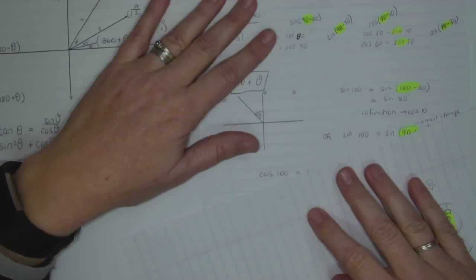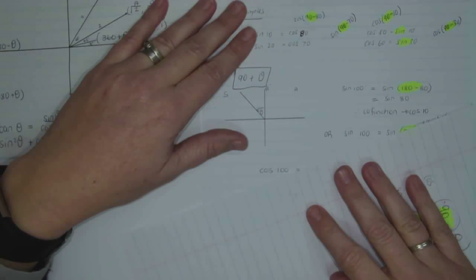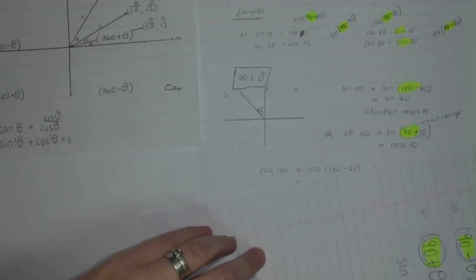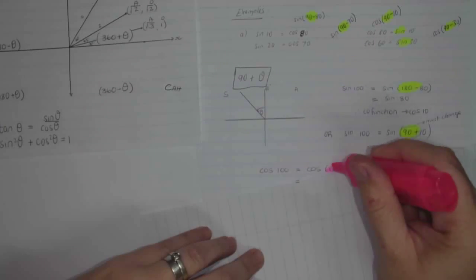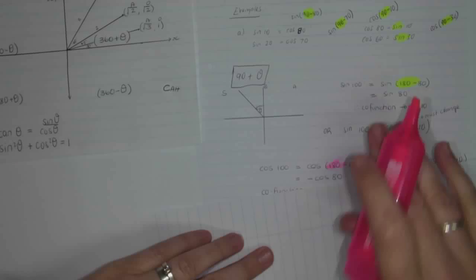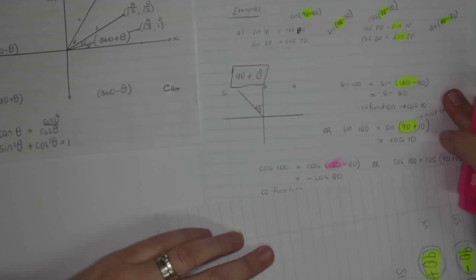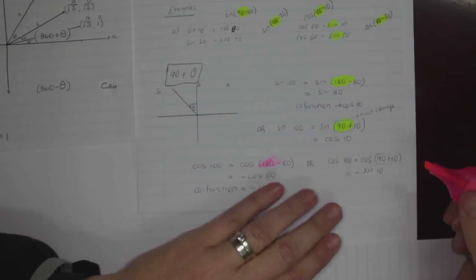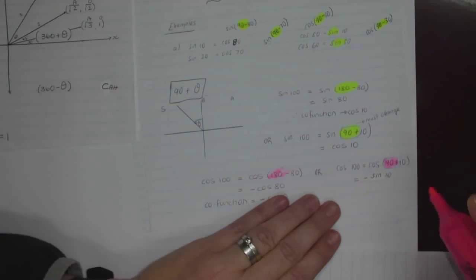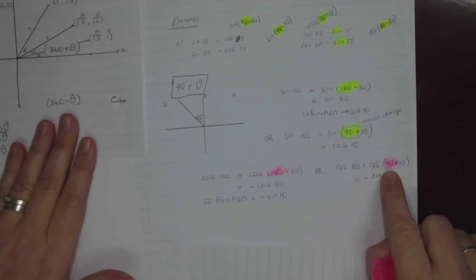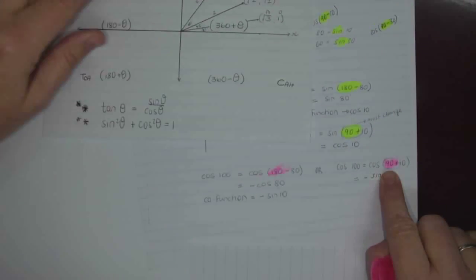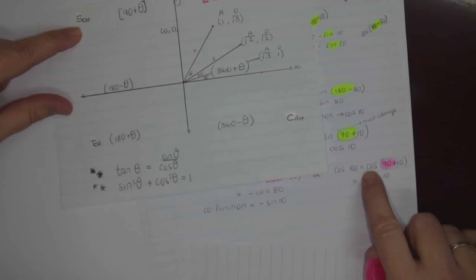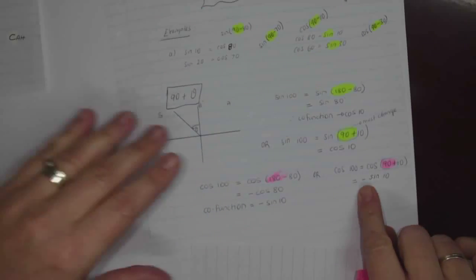So, cos of 100, I can use the reduction formula. I can say 180 minus 80. At 180 minus, what do I know about cos? It is negative cos of 80, which means it will be negative sine of 10. But if I use cofunctions, 90 plus, what do I know about cos in the original 90 plus quadrant? In my original 90 plus quadrant, sine was positive. So cos will be negative in there, negative sine of 10.